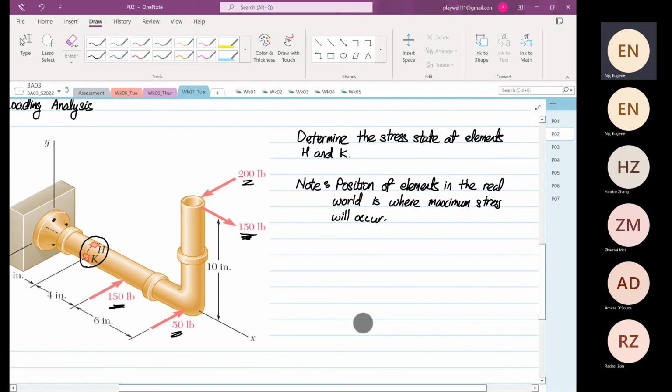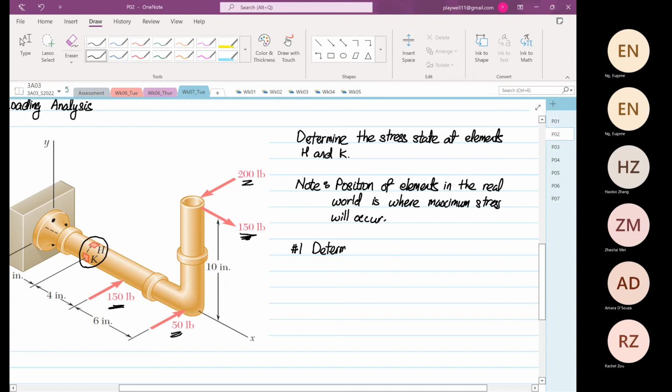Okay, so before we can determine the stress state of element H and K, the first thing we're going to do is to determine the axial forces. Okay, you have to determine your bending moment. You have to determine your shear force.